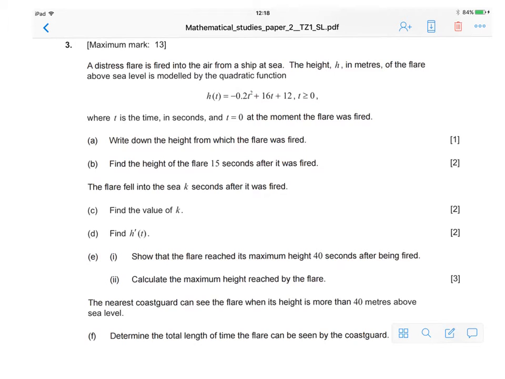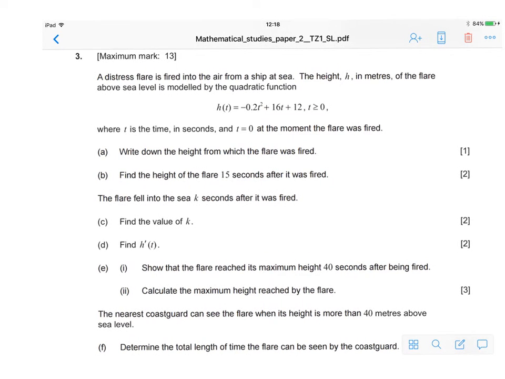Here's some written solutions to this paper 2 question from 2016. We already found the height when it was fired. T was equal to 0 there. So T equals 0, evaluate the function. And then that was 12. So H of 0 is 12.